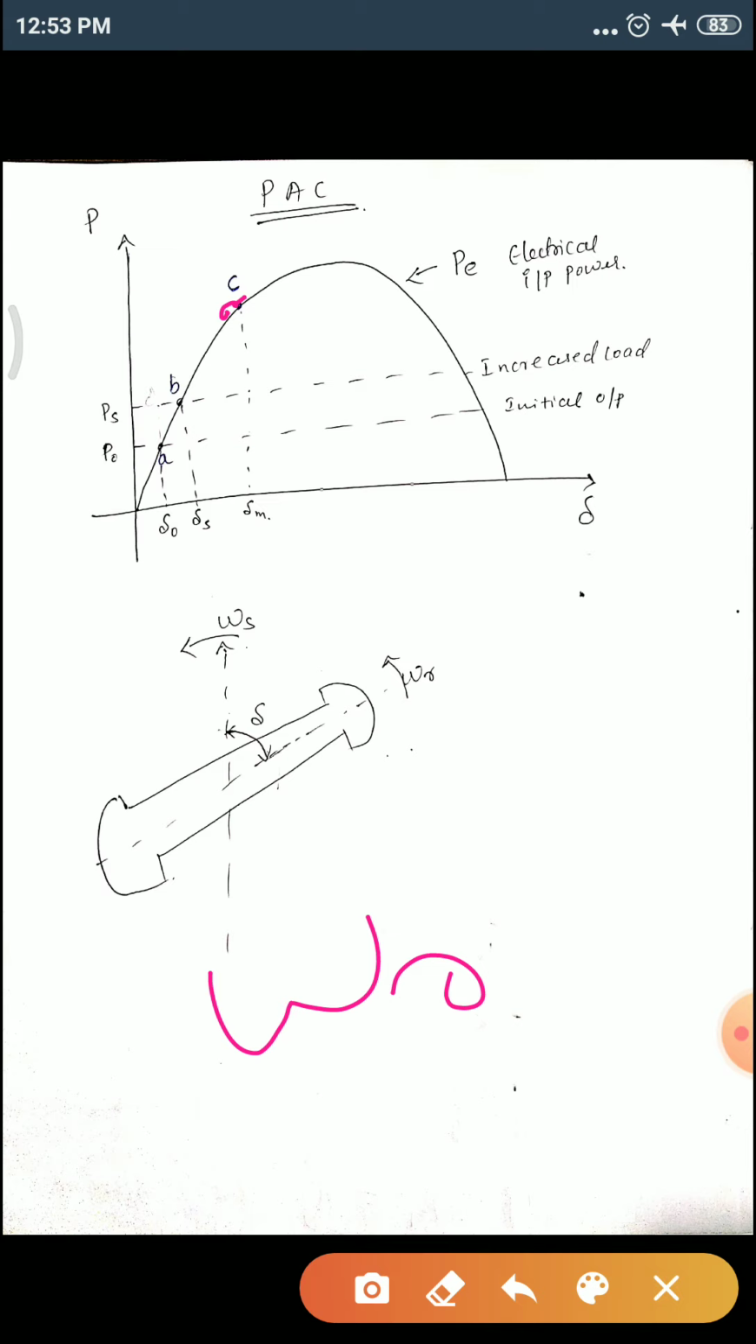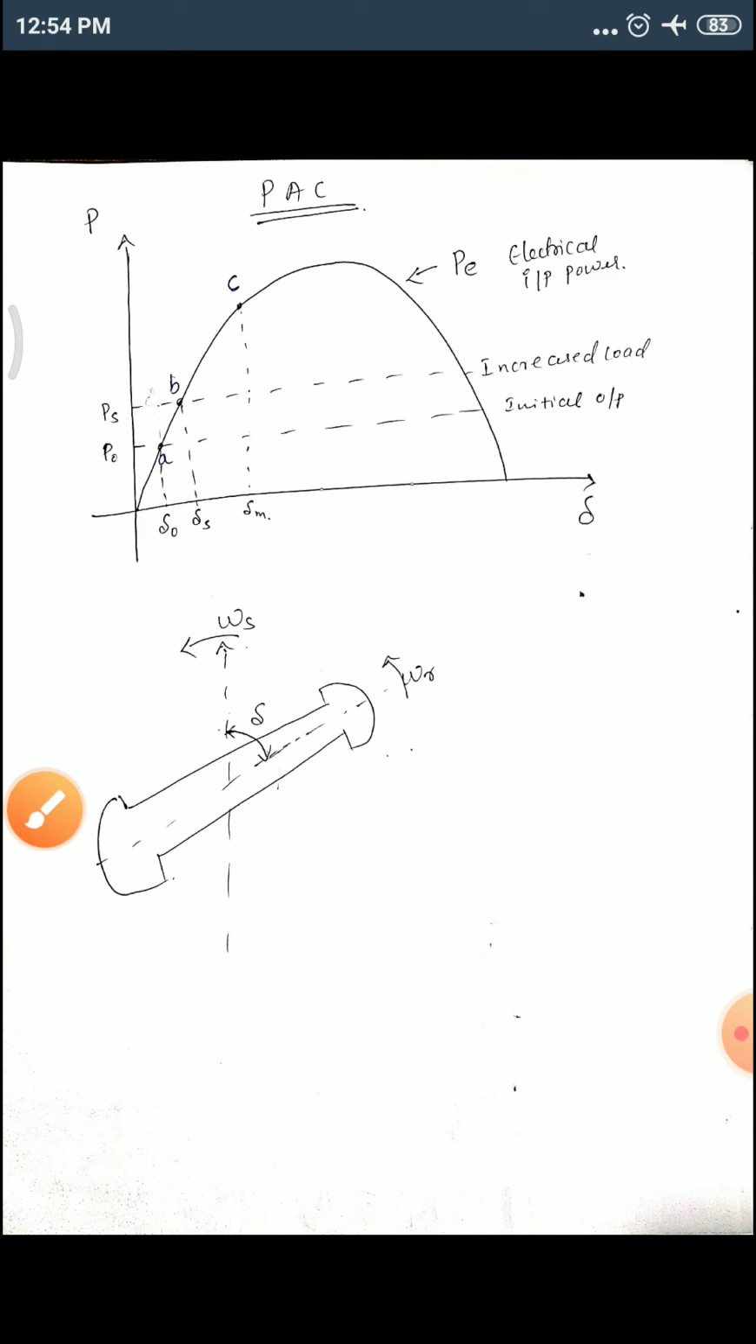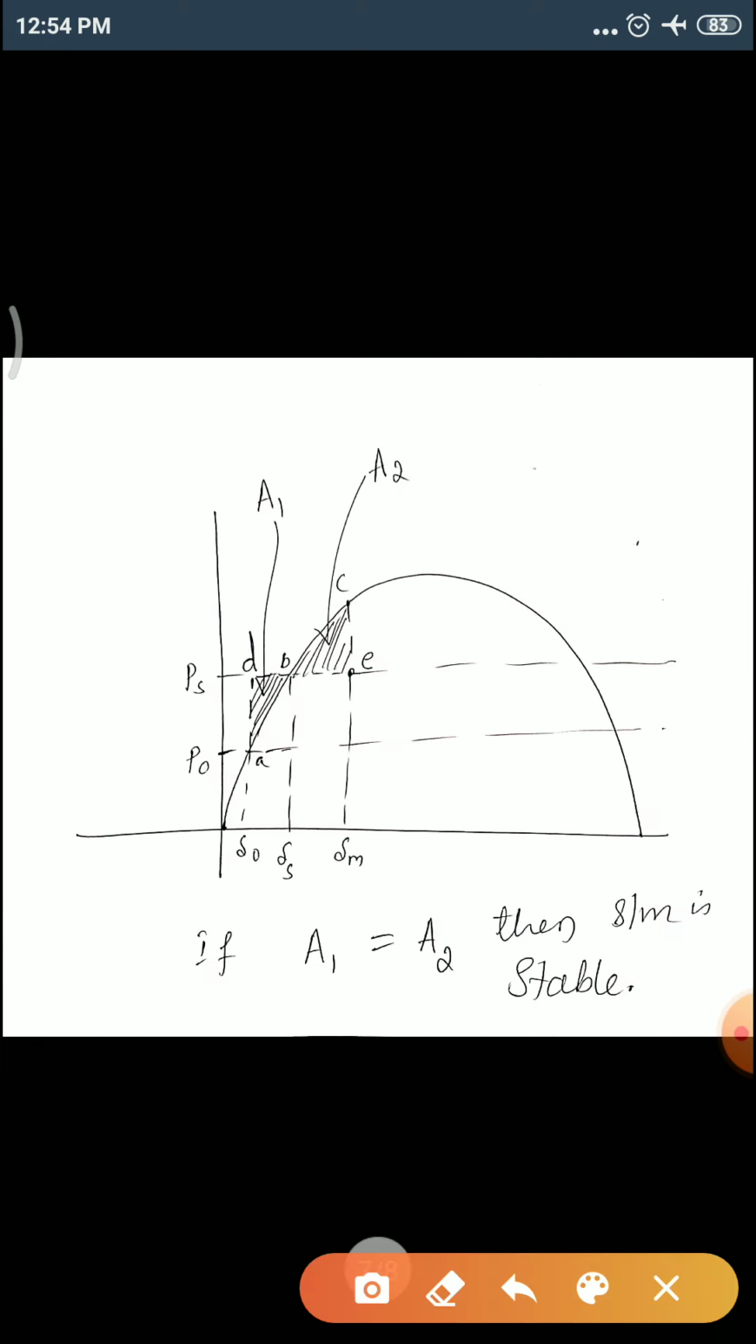Okay, so what we can do, under this consideration, is consider the area of PE and the area of PS. We will see the area of electrical power and the area of mechanical power. So when it reaches C, we have observed point A, point B, and point C also. So PS is at delta S. Okay, so when it reaches C, it is at delta M.